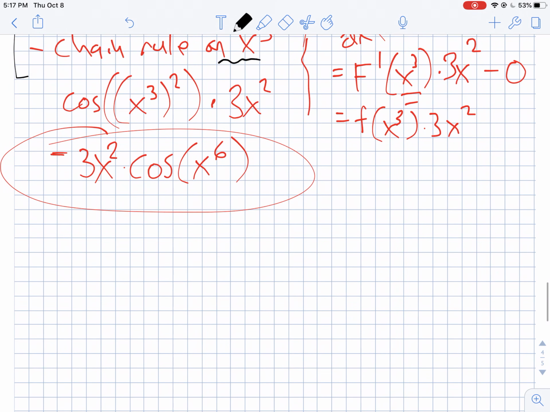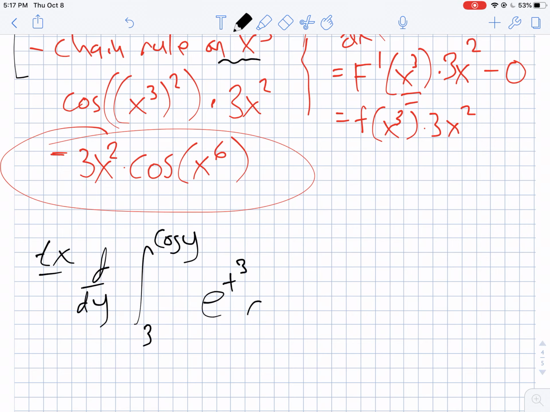Let's do 1 or 2 more. So suppose we have to take the derivative with respect to y of the integral from 3 to cosine of y of, I don't know, e to the t cubed. Now again, feel free to take a minute and pause this video, try it on your own.